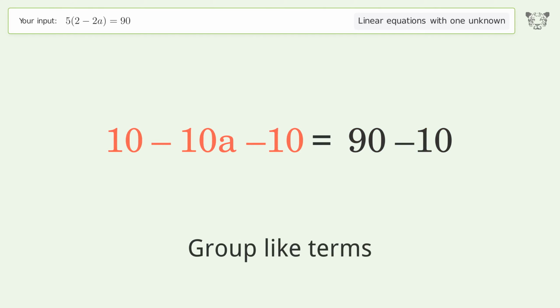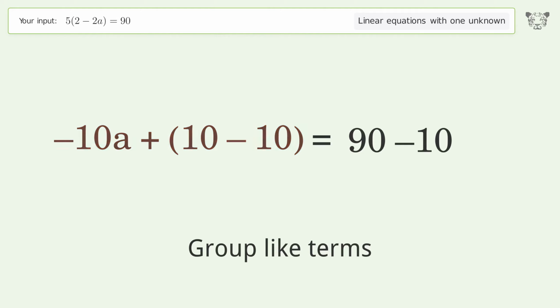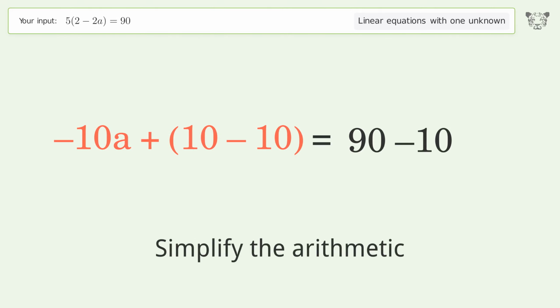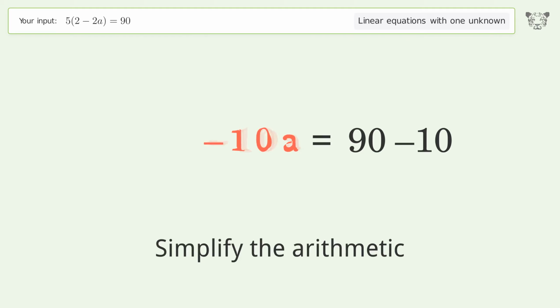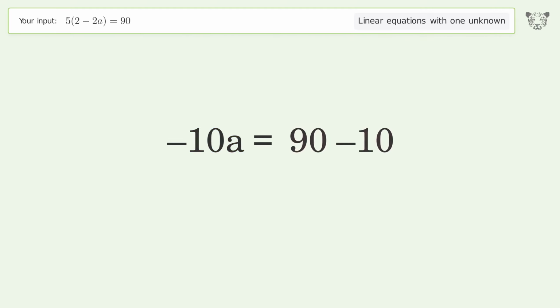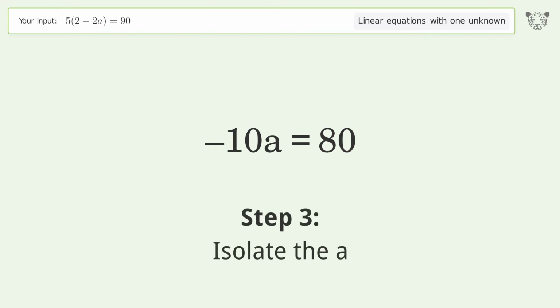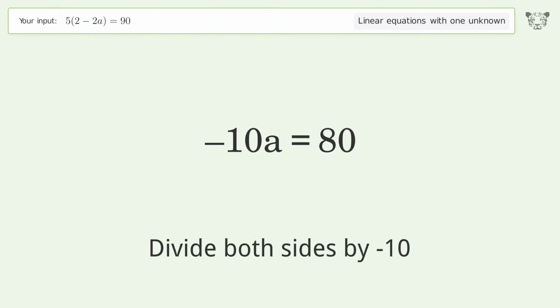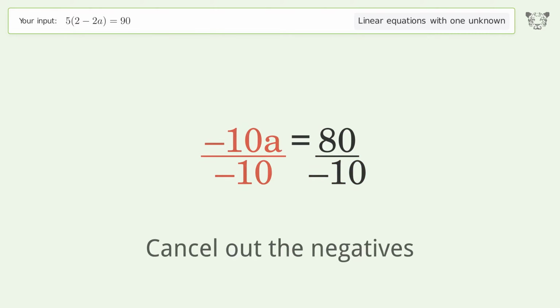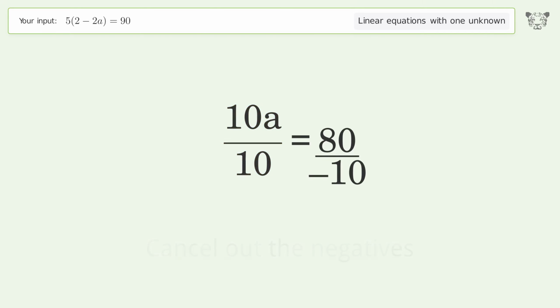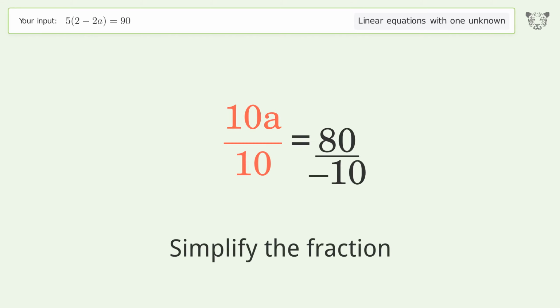Group like terms. Simplify the arithmetic. Isolate the a. Divide both sides by -10. Cancel out the negatives. Simplify the fraction.